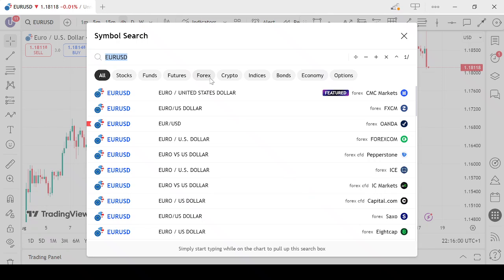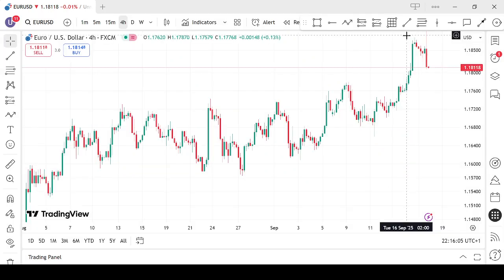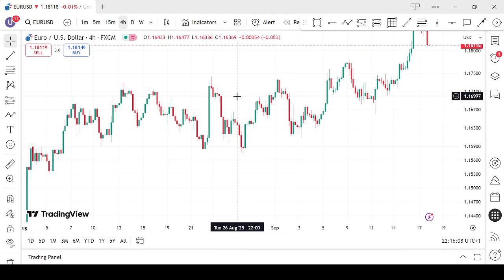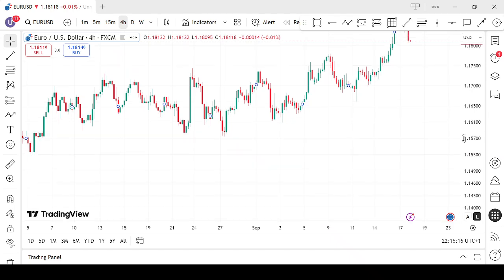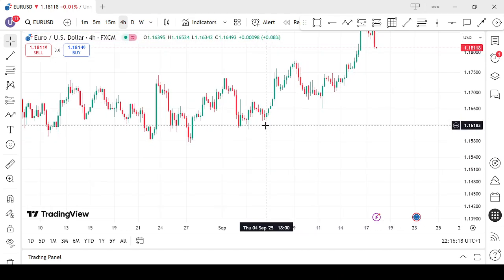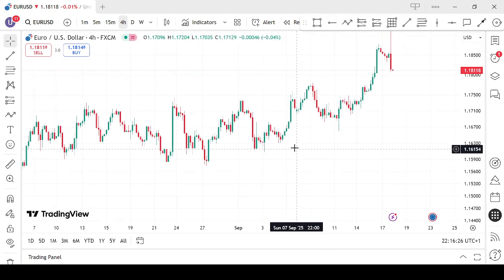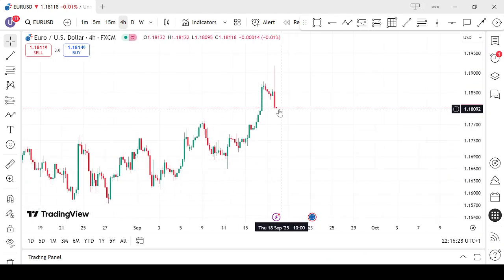You don't need to be an expert right away, but you need to grasp the basic concepts and how the market works. You will need to know some key terms like market orders and limit orders. A market order is when you buy or sell an asset immediately at the current price. Let's assume I want to place a trade at this particular area. This is what is called a market order.